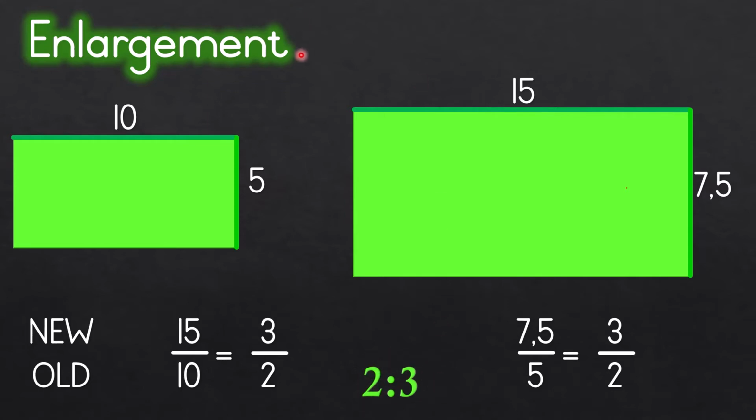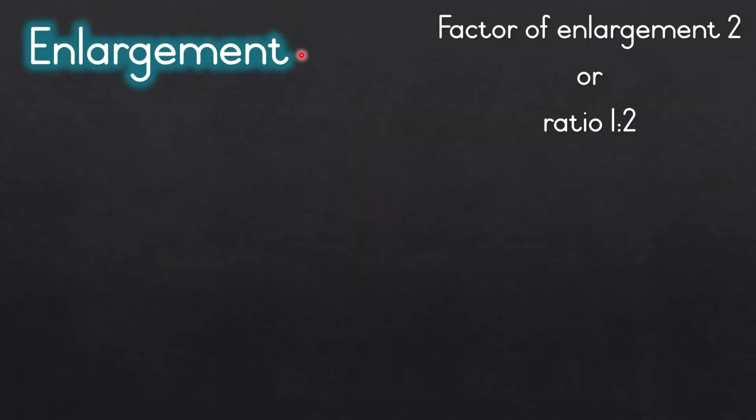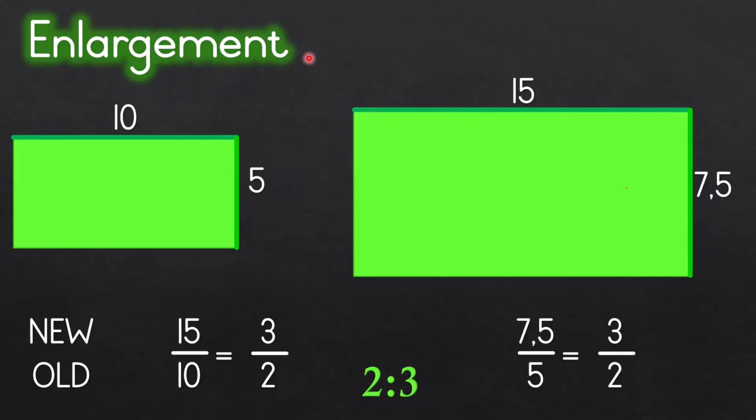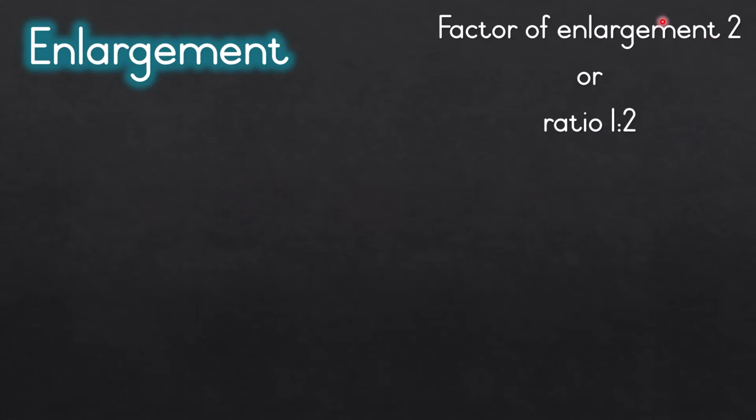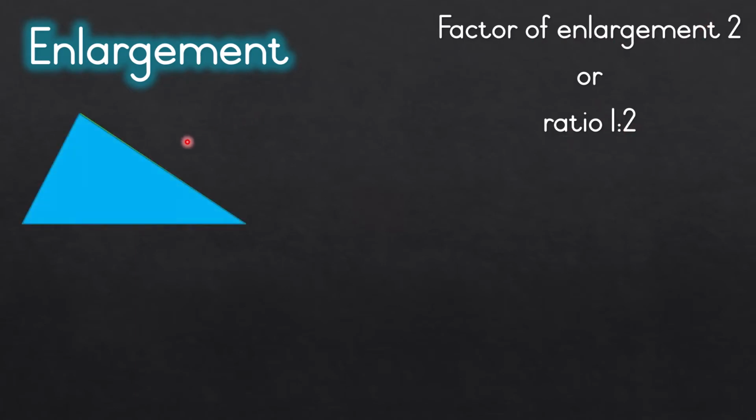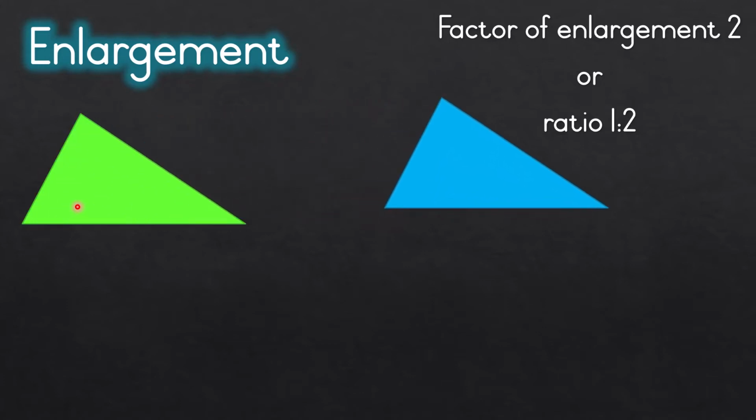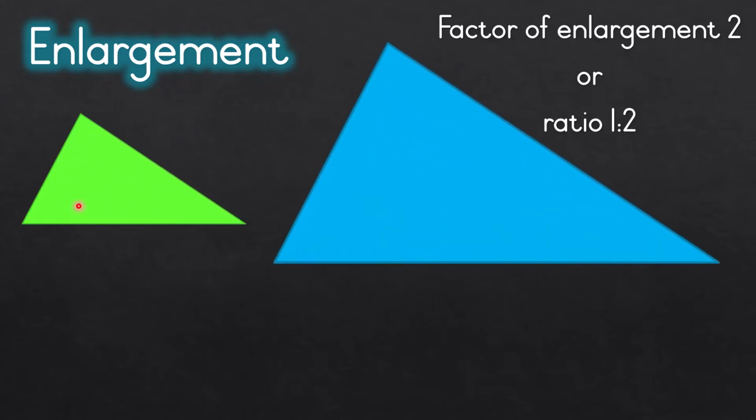So we don't always just get enlargements with sketches. We also get them in the form of text. So here they give me the enlargement factor is 2, or they give me the ratio. So let's do it with a triangle. Here we have one triangle. We copy it, we enlarge it. They tell us it's an enlargement factor of 2, and the ratio is 1 to 2. So this one would be 1 and this one would be 2.